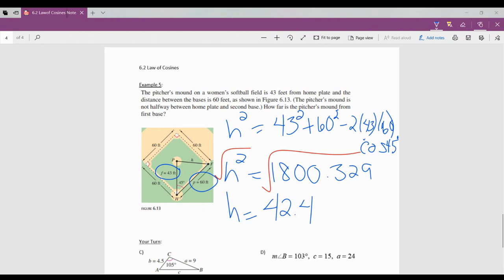All right, and now we want to do the units because this is an application problem. So my units are feet. So it's 42.4 feet away from first base. The pitcher's mound to first base is that measurement. All right, guys. So I'm going to have you guys try those last two as your turn.